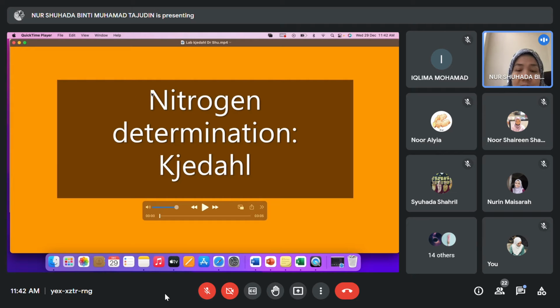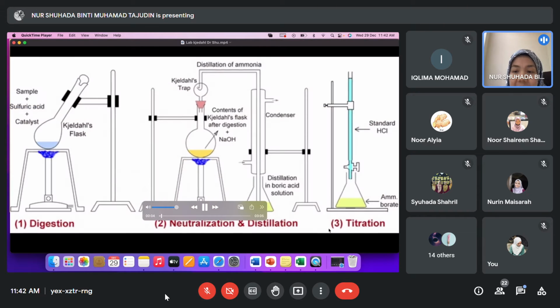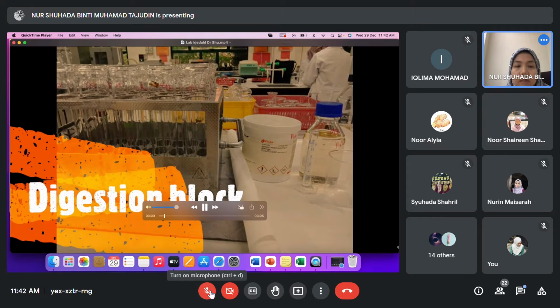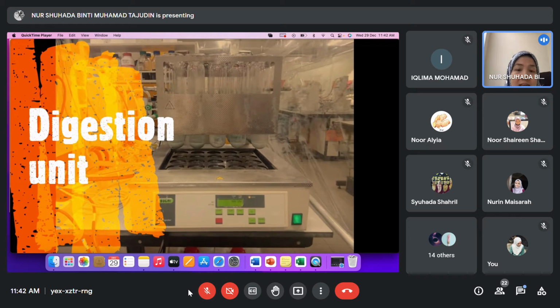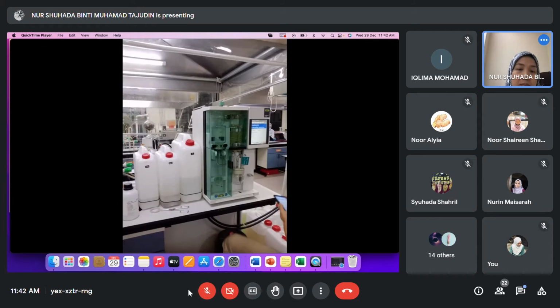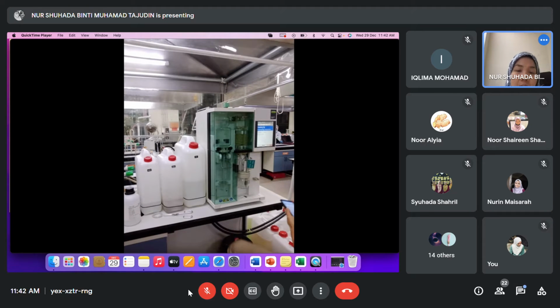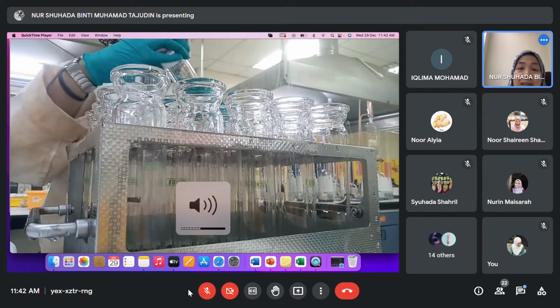Okay, so this is my student conducting the. Nampak tak? So macam mana kita nak buat? Kita kena ada digestion block, digestion unit, dan distillation unit. Yang ni ada dekat lab kita semua ni. So this is the procedure. Kita pakai tanah, a dry soil sample.